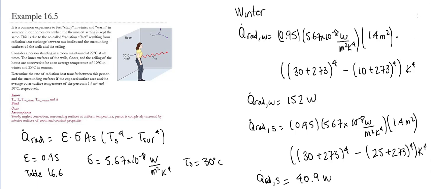Note that the value of the heat transfer rate for radiation in the winter is about 4 times higher than the one that you will have in the summer, even though the body is maintained at the same temperature. That means that you're losing 4 times more heat, and that's why you will feel chilly in the winter, even though technically you are at the same temperature in the winter and in the summer. And that's what is known as the radiation effect.